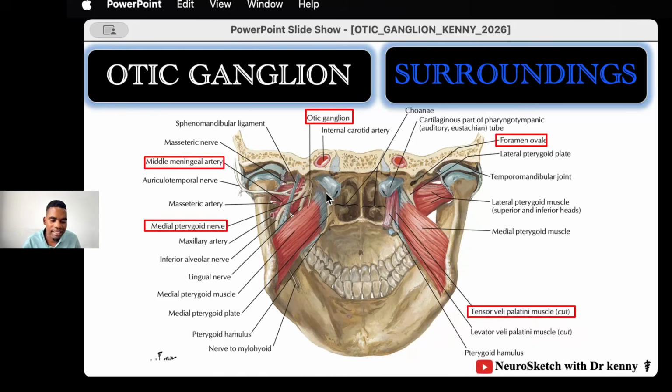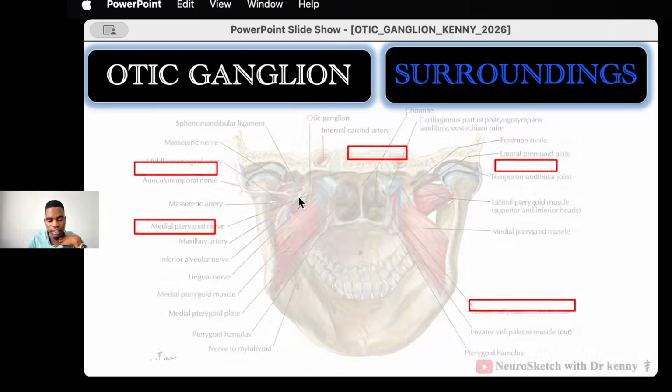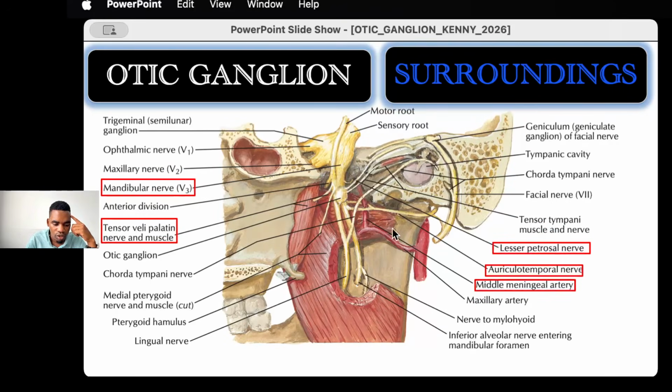But the otic ganglion is lateral to this nerve, the medial pterygoid nerve, and is also lateral to this tensor palati muscle. The tensor palati muscle is medial to the otic ganglion, and the otic ganglion is lateral to this muscle. That's easy to remember. What is the relation between the otic ganglion and the middle meningeal artery? The middle meningeal artery is posterior to the otic ganglion. Let me show you here. This is your middle meningeal artery, and this is your otic ganglion. This is a medial view. You can see the middle meningeal artery is behind the otic ganglion, and the otic ganglion is anterior to the middle meningeal artery.